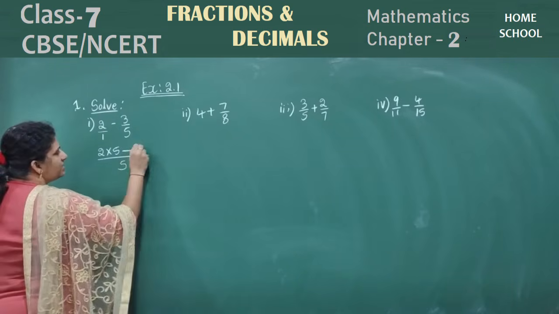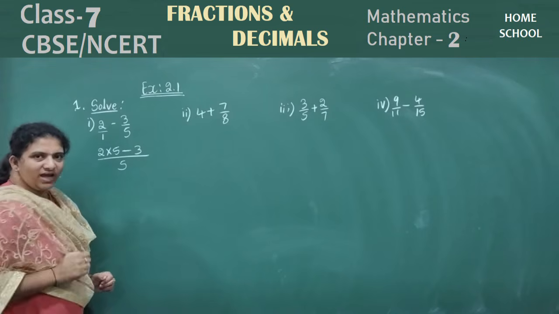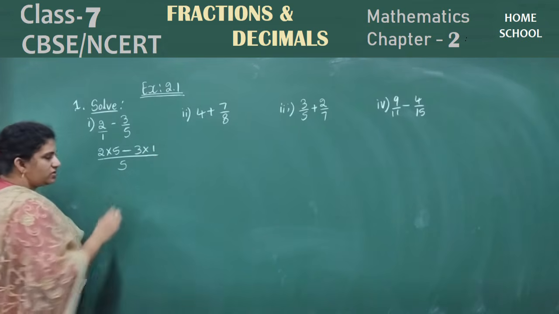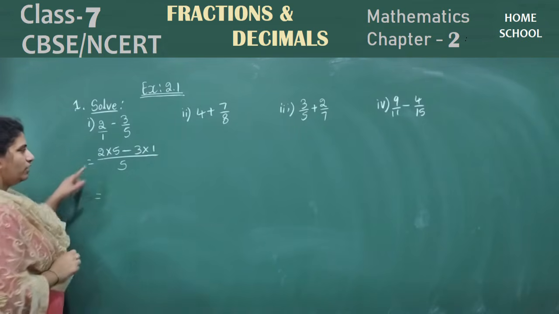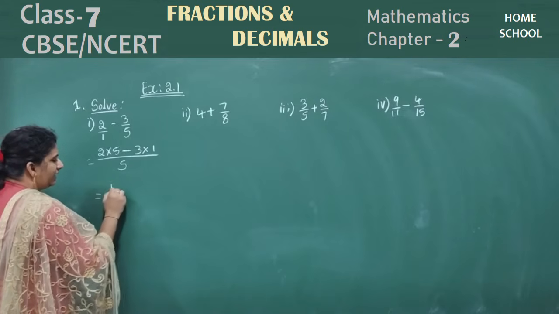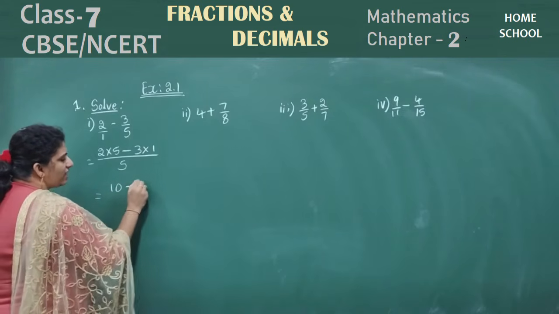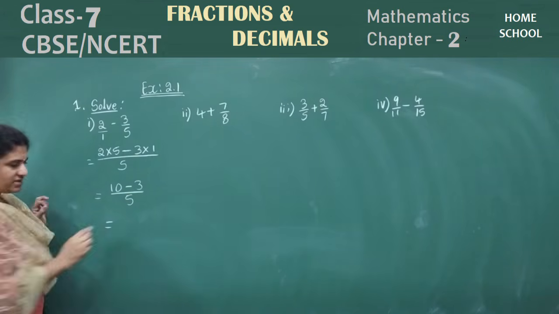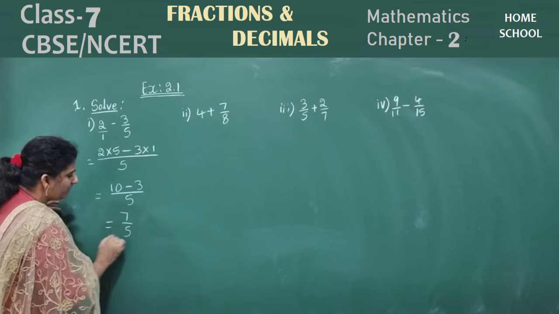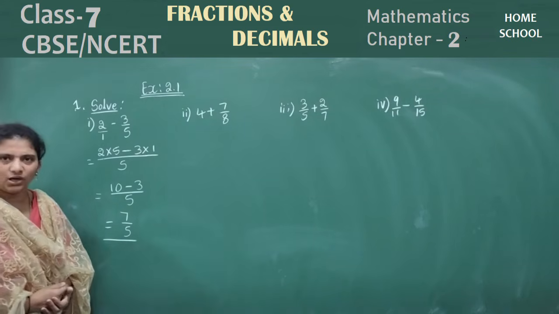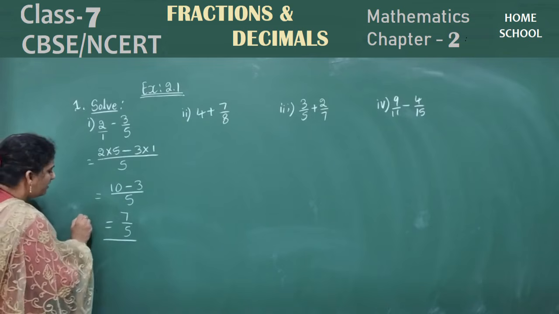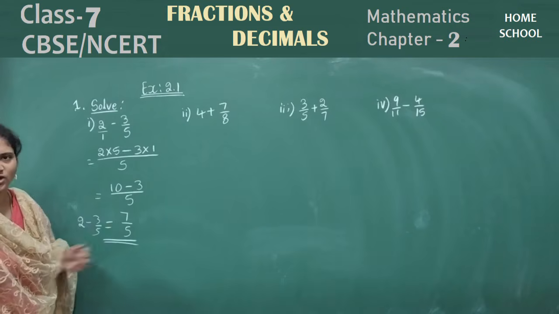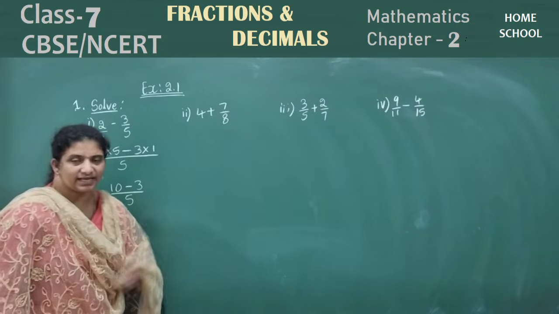Right? So now for this number, in the table of 5, where will you get 5? 5 ones are 5. So you multiply by 1 here, right? So it equals 2 fives are 10 minus 3 ones are 3, by 5. 10 minus 3 is how much? 7 by 5 is your answer. Okay, what is the answer for this, children? What is the answer for 2 minus 3 by 5? 7 by 5 is your answer. Okay, let's go to the second problem.